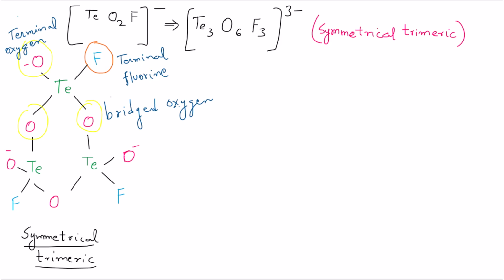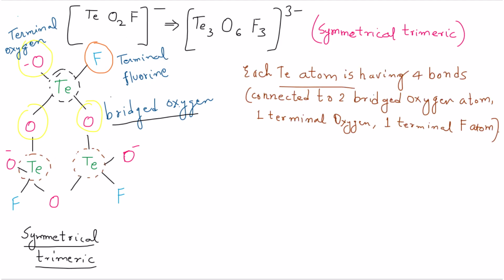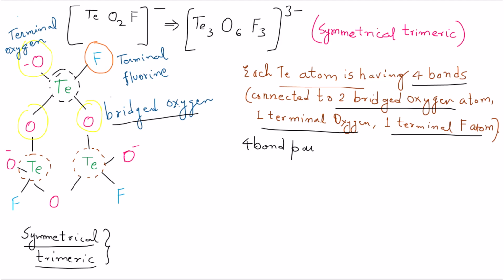Now if you look at this structure, you find that the central atom tellurium is bonded to 4 atoms: 2 bridged oxygen atoms, 1 terminal oxygen atom and 1 terminal fluorine atom. So there are 4 bonds around each tellurium atom. That means from this symmetrical trimeric structure, we can visualize that there are 4 bond pairs for tellurium.